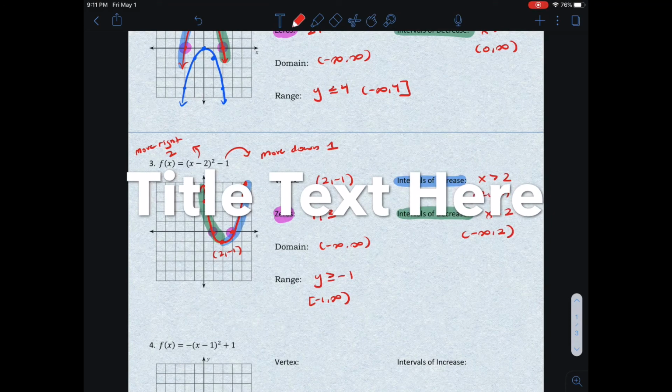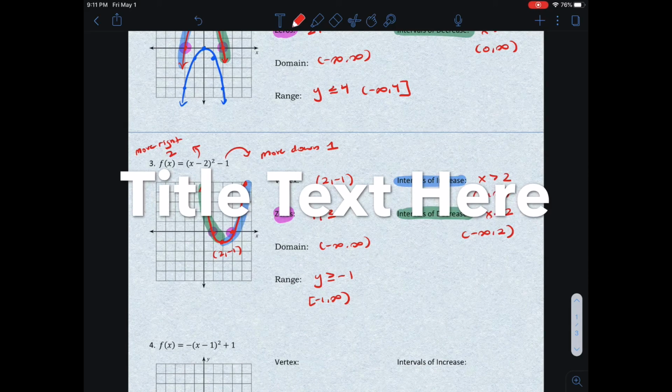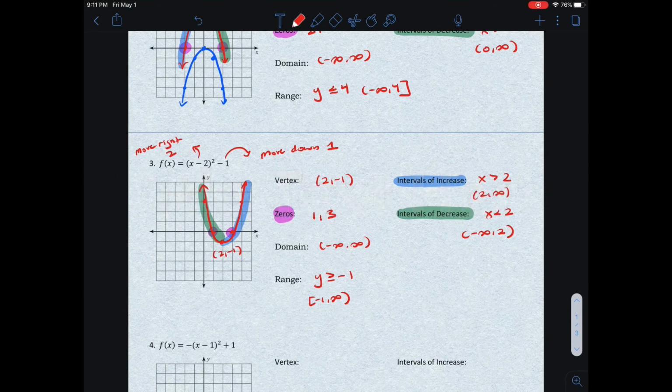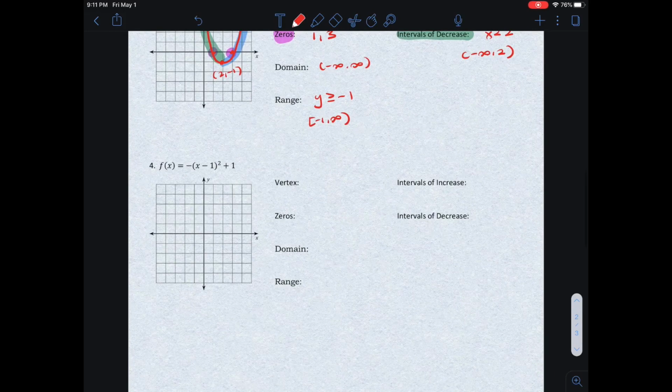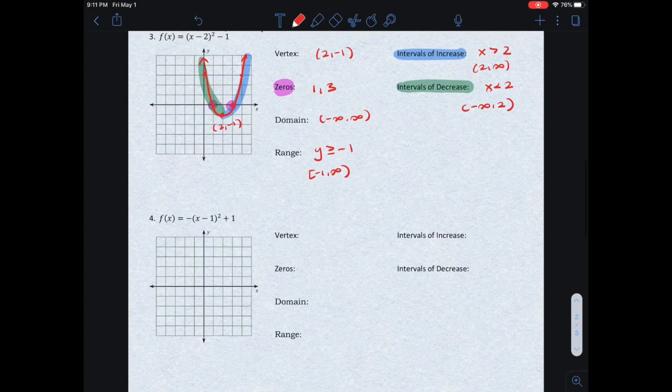So hopefully you're able to get that correct. If you made any mistakes, make sure you understand what we mean by domain and range, zeros and the vertex, as well as intervals of increase and intervals of decrease. So let's look at number 4 together. This is the final problem.